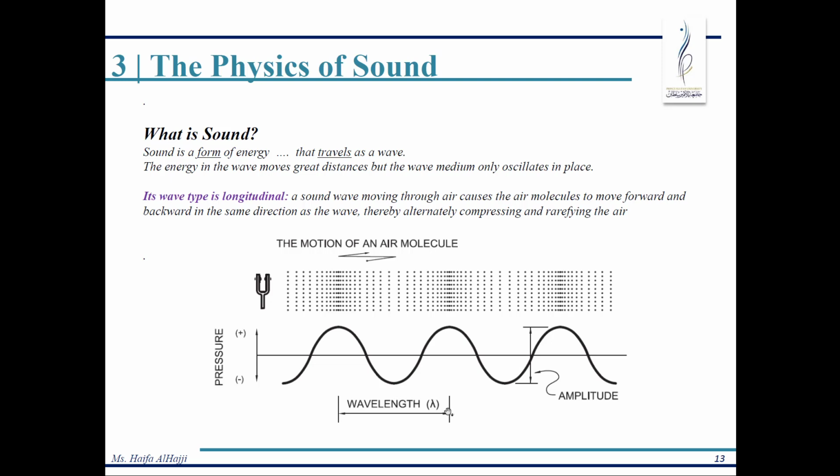Now let's first talk about the wavelength. The wavelength is the distance between one compression and the other. So this is a compression here, and this is a compression. Now the amplitude is the distance between the top of the compression and the lower part of the decompression. And as we said earlier, amplitude is related to volume and loudness. Wavelength is related to frequency, to what type of sound you are hearing.